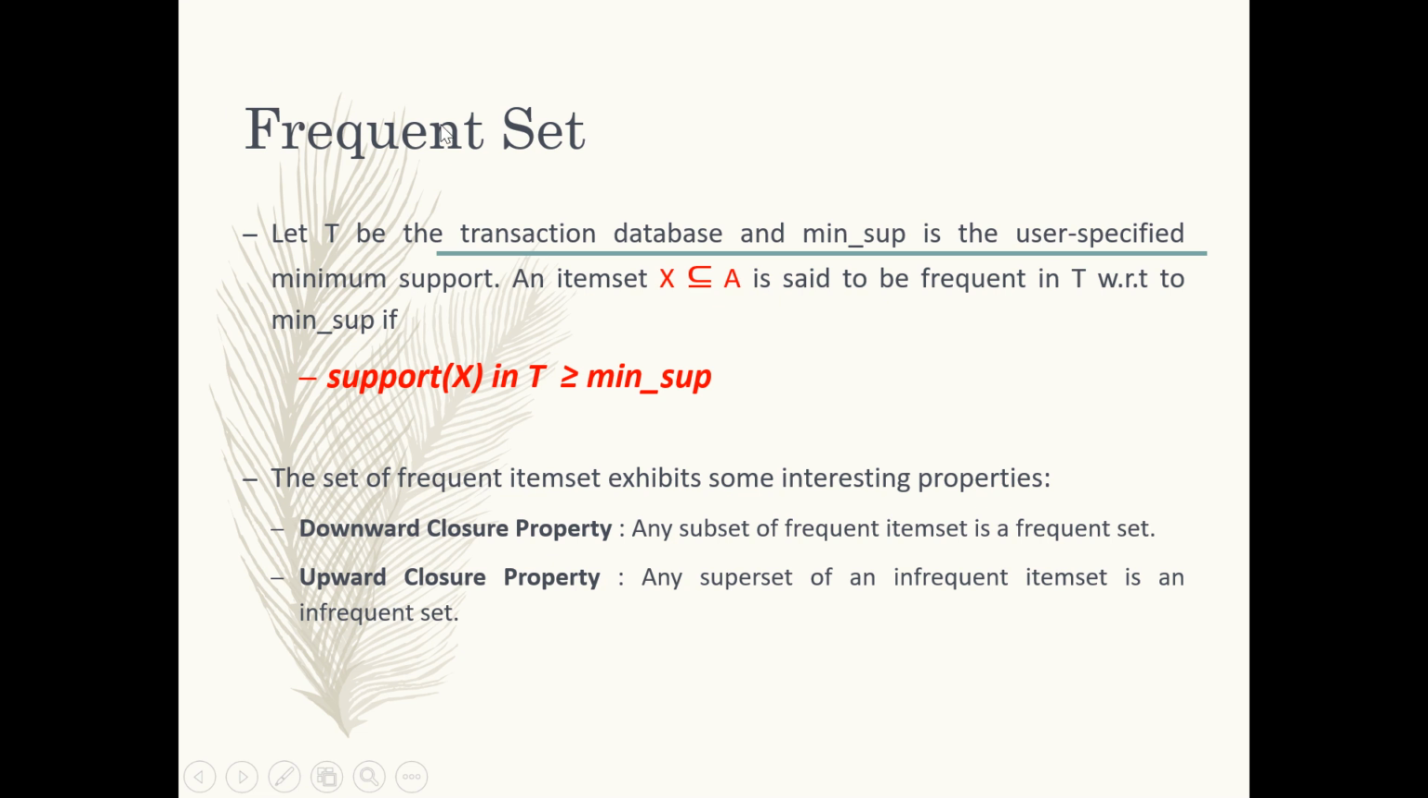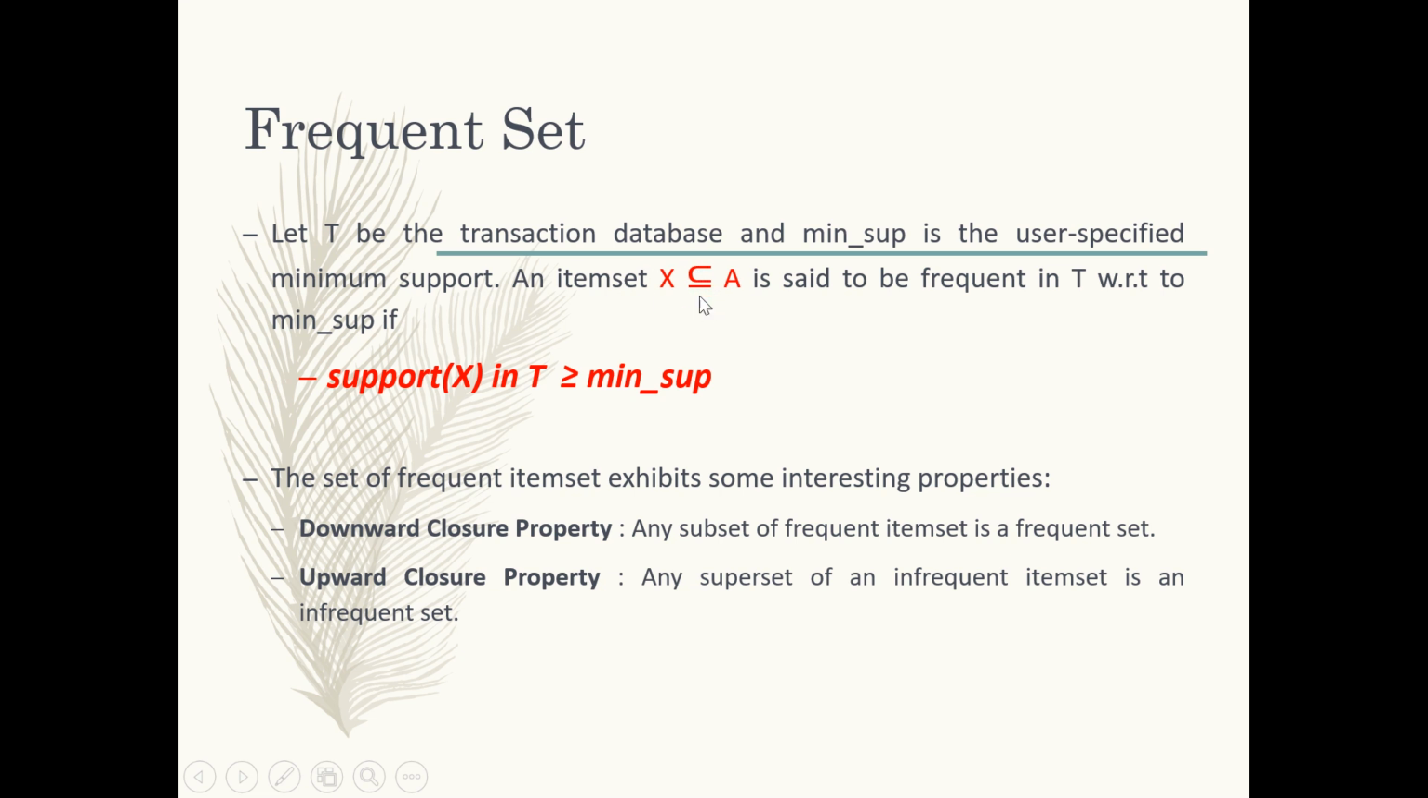We'll have another important term here, the frequent set. Which sets are called frequent sets? We'll have a standard definition here. Let's try to see that. Let T be the transaction database and min sup be a user-specified minimum support. An item set X is a part of the data set, a subset.